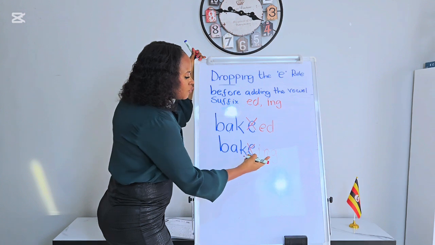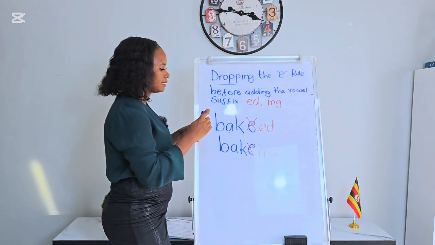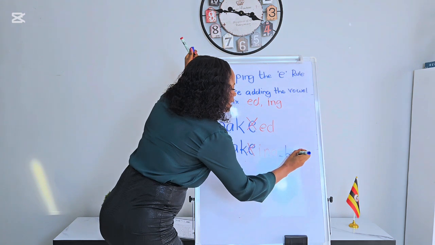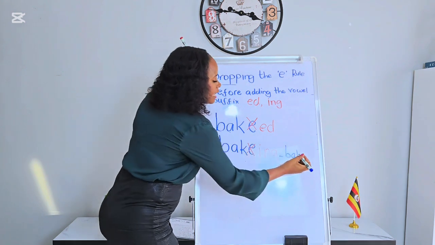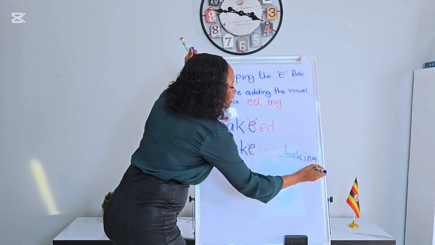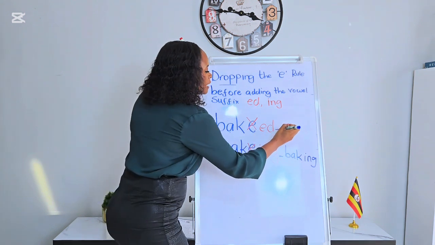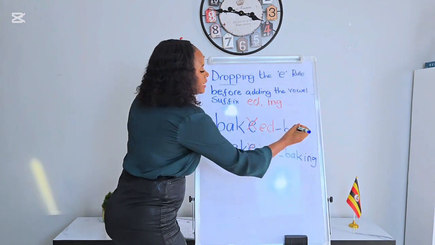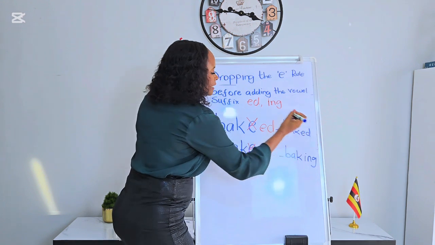What will our new word look like? It will look like this. Baking. B, A, K. Drop the E and add ING. How about baked? It will look like this. B, A, K. Drop the E and add ED.